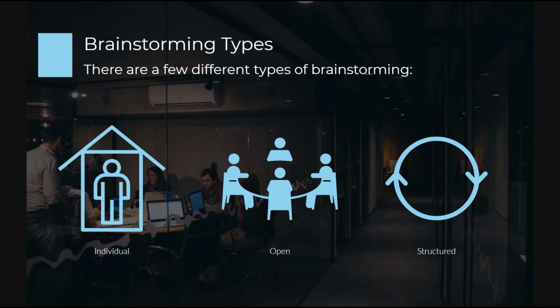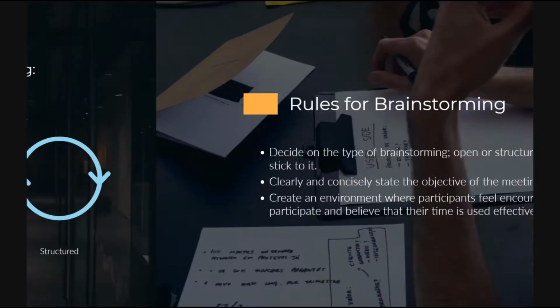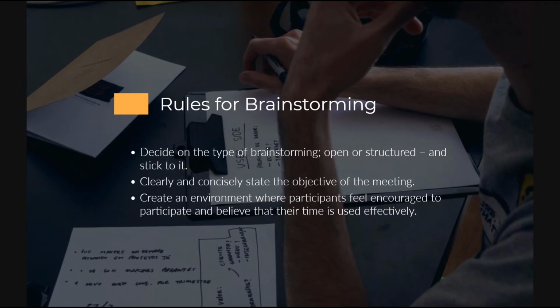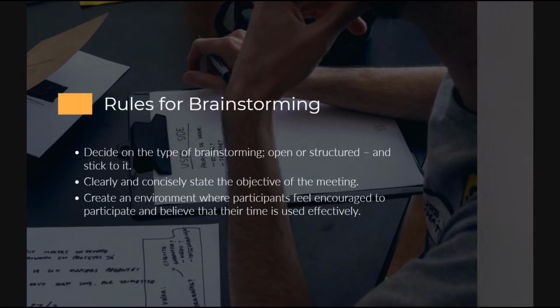You just don't want one person dominating the conversation and only getting a chance to share their ideas. So that's why you do the one at a time in a structured brainstorming type. Some rules for brainstorming are, first of all, decide on the type of brainstorming, right? If it's going to be open or structured, and then stick to it. Clearly and concisely state the objective of the meeting.